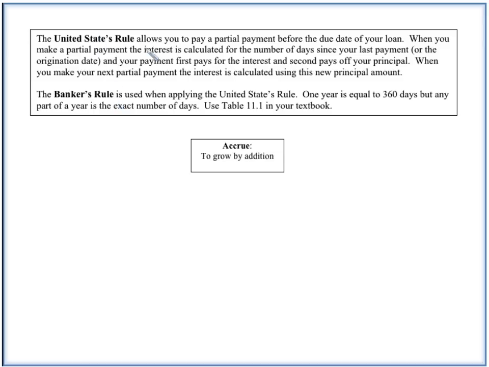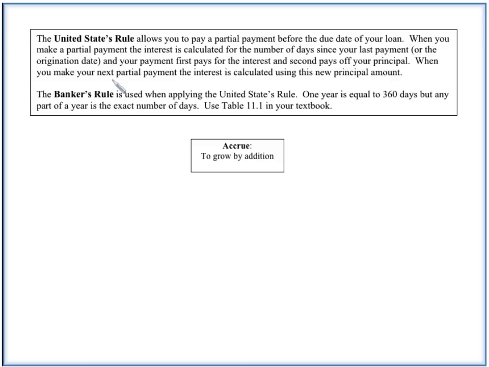So the United States rule allows you to pay a partial payment before the due date of your loan. So you don't have to wait for your monthly payments to come, you can pay extra money. When you make a partial payment, the interest is calculated for the number of days since your last payment, or the origination date. And your payment first pays for the interest, and secondly pays off your principal.